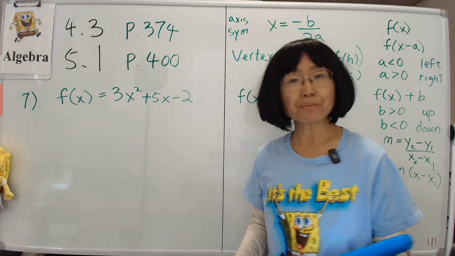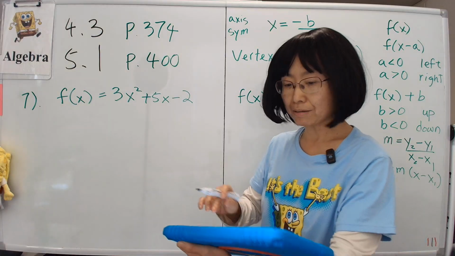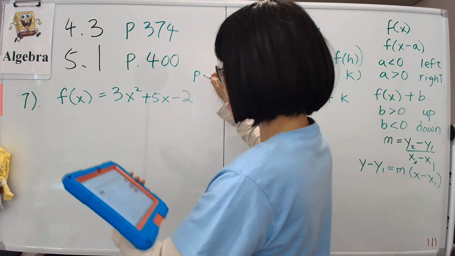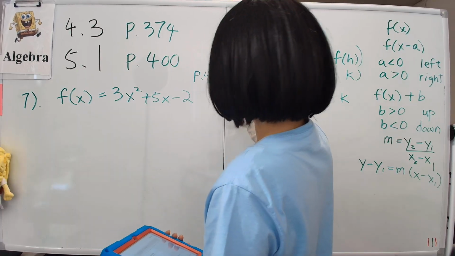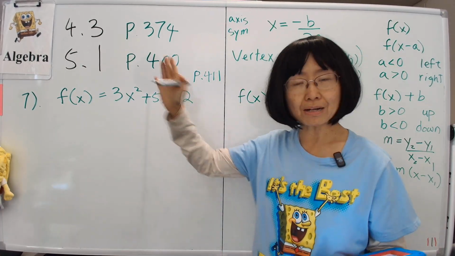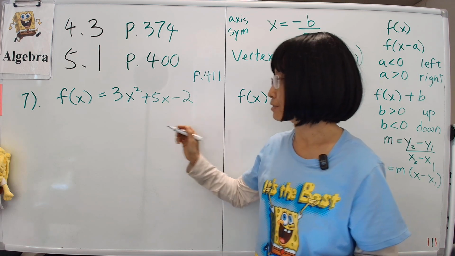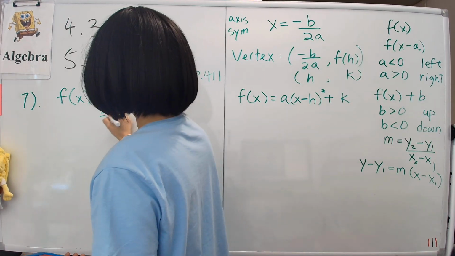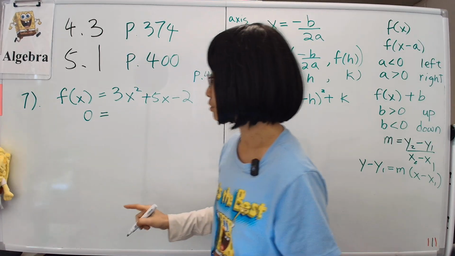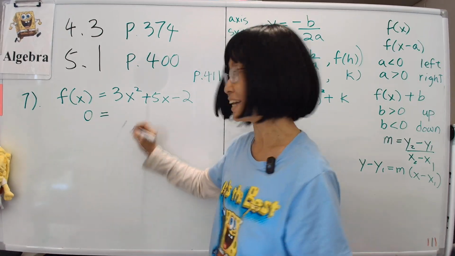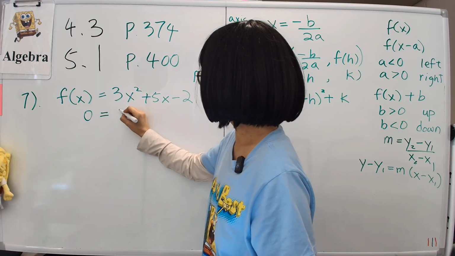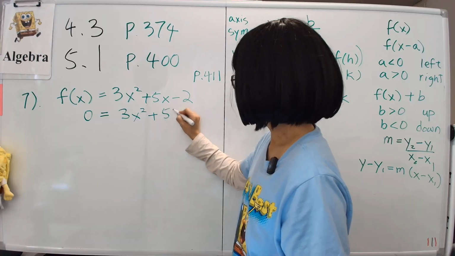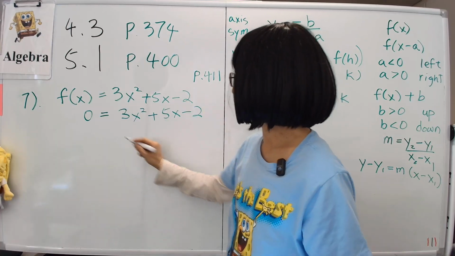So next, let's look at example 7 on page 411, where we are considering finding the y-intercept and the x-intercepts. The x-intercepts are where the graph crosses the x-axis. So let's find the x-intercept first. The graph will be crossing the x-axis, which means the y value will be 0. Remember, f of x is y. So the y value will be 0 when it crosses, and then we have this equation to solve, which we have done many times before.